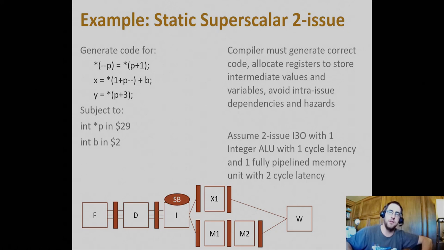So we can do that in the compiler. Compilers can do that and avoid those dependencies and avoid hazards as well. That would need us to stall the pipeline, and that lets us keep the hardware a little cheaper. So our assumption here is a two-issue I3O.